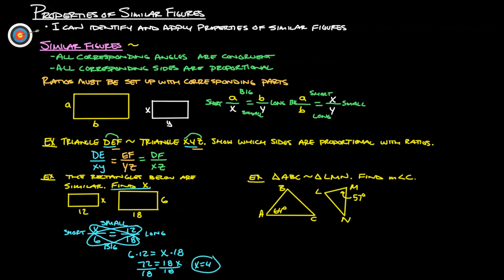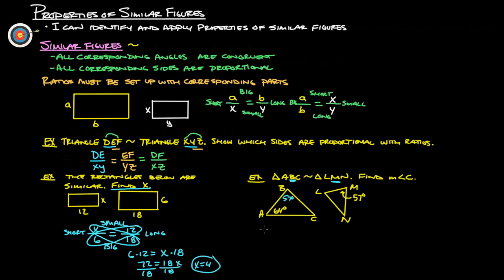And then we'll take a look at this one here too. Triangle ABC is similar to triangle LMN. Find the measure of angle C. They give us that M here is 57. M is in the same spot as B, so this is going to have to be 57 degrees here.